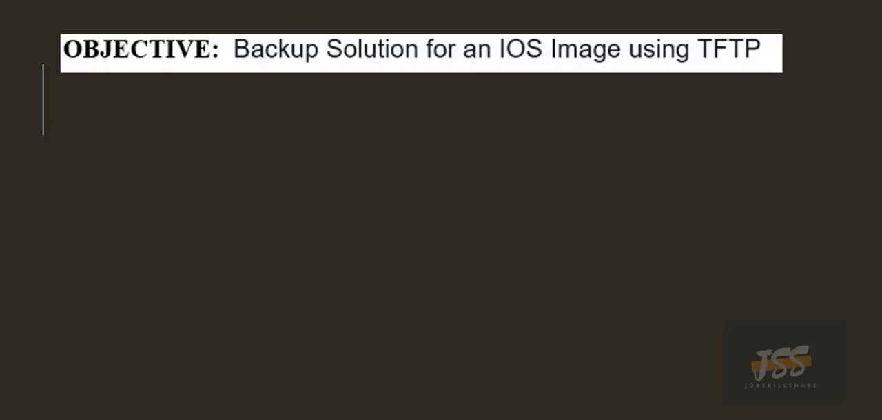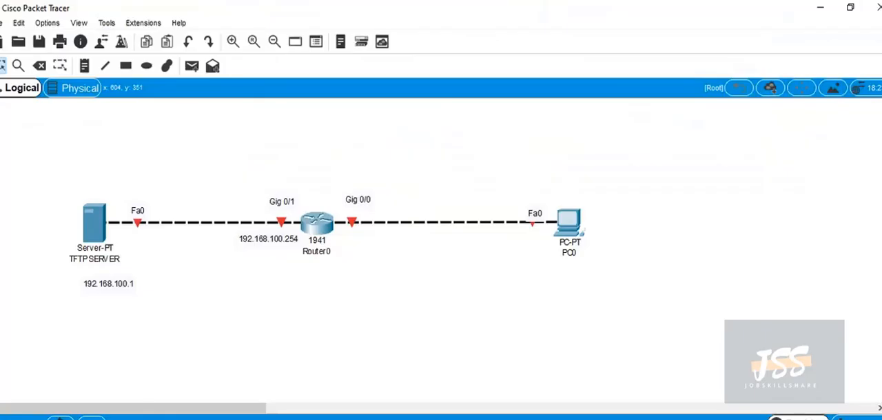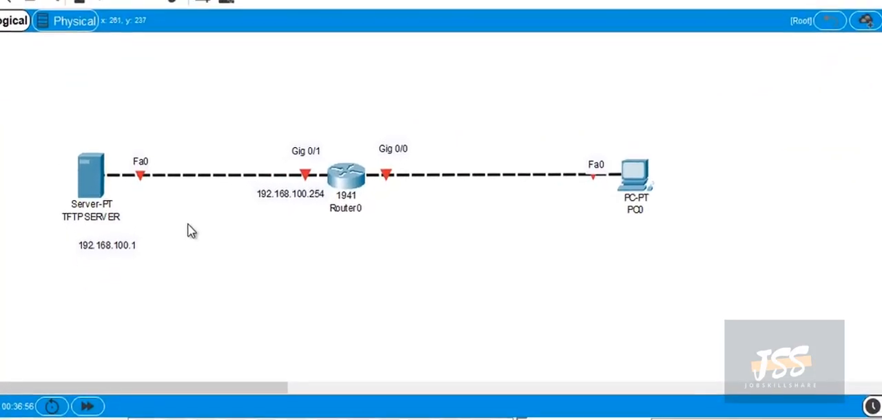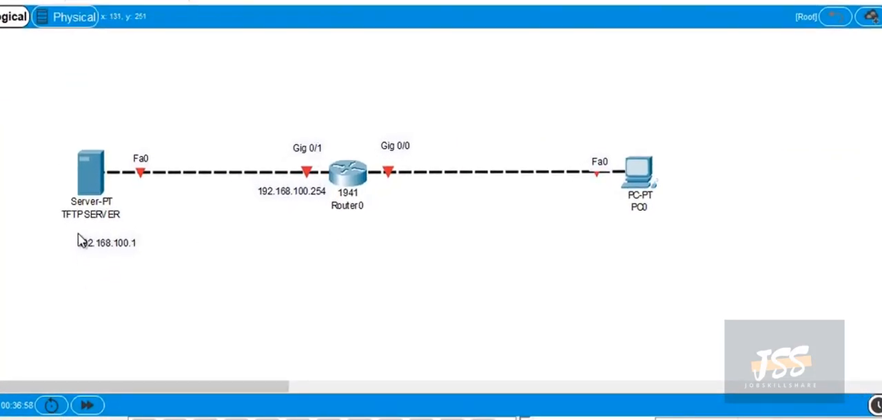So the objective of today's task is to provide a backup solution for an IOS image using TFTP. So this is the topology being used. We have a TFTP server connected to a router. The IP address of the TFTP server has been given and configured. Now we will give the IP address to this router.